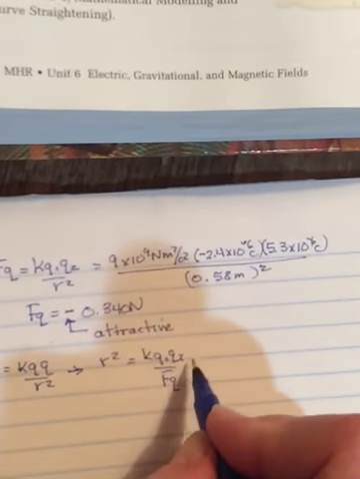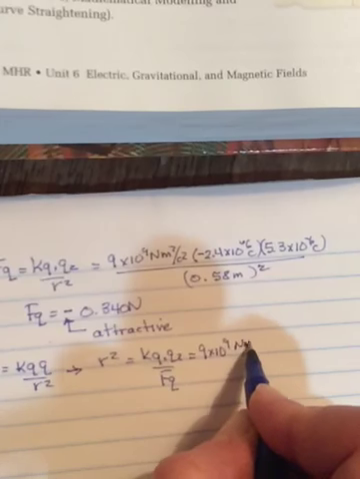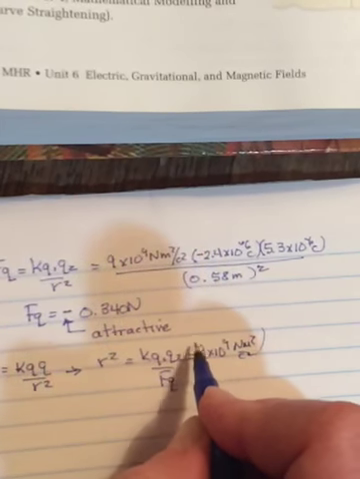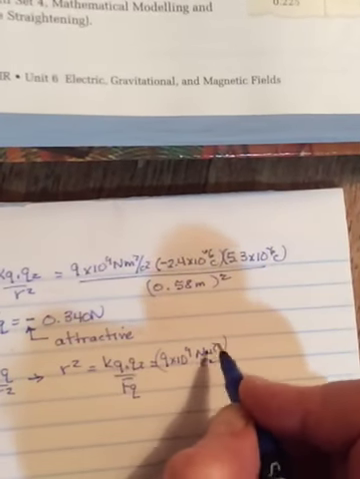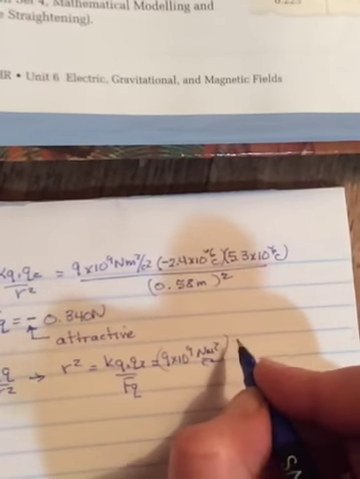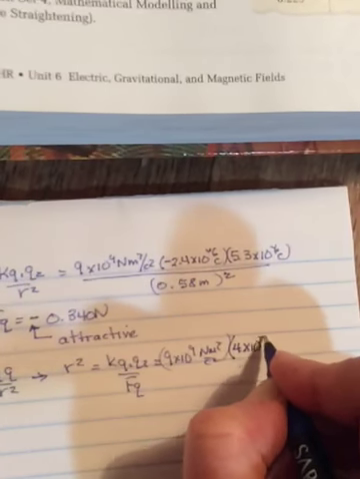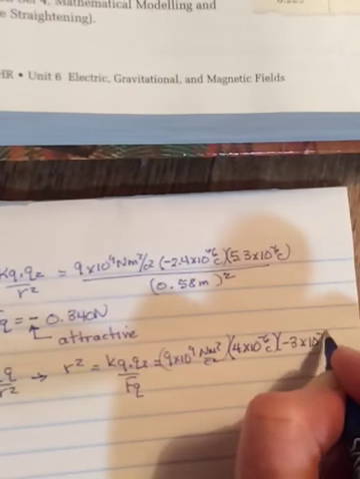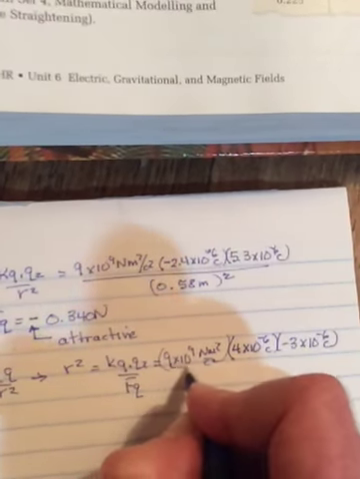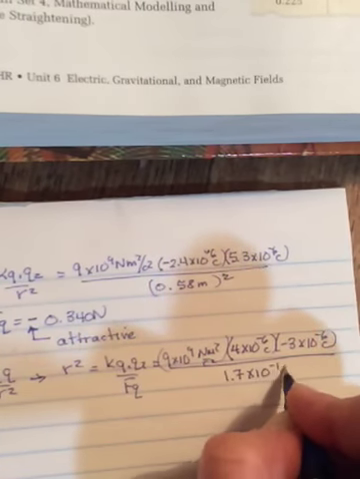So again, 9 times 10 to the 9th Newton meter squared per coulomb squared. And notice how it has units almost the same as our G constant, only it was Newton meter squared per kilogram squared, and this is coulomb squared. 4 times 10 to the negative 6, negative 3 times 10 to the negative 6, and then our force 1.7 times 10 to the negative 1 newtons.